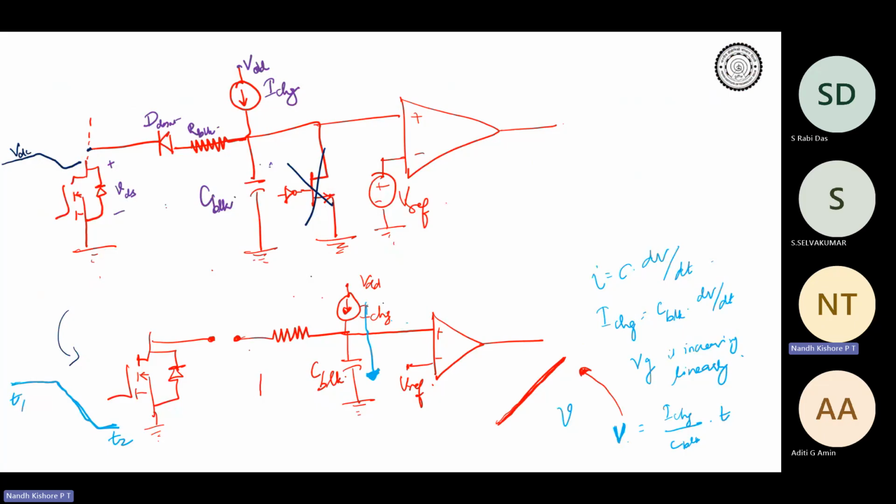Therefore, I can select my value of CBLK so that for the entire duration till T2, I will make sure that this voltage remains lesser than Vref, so that the comparator doesn't operate. Did you understand this?